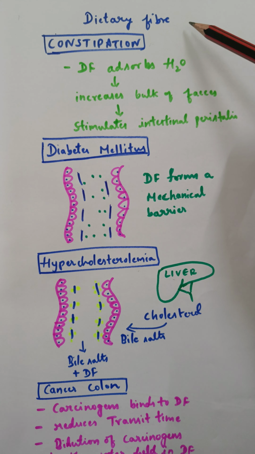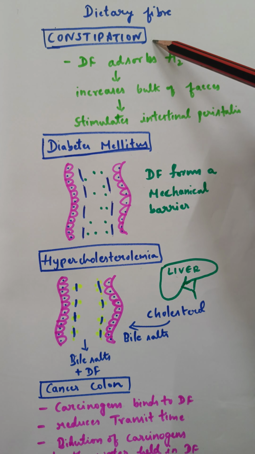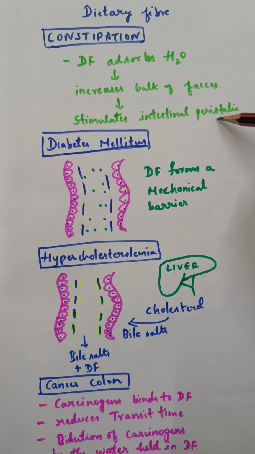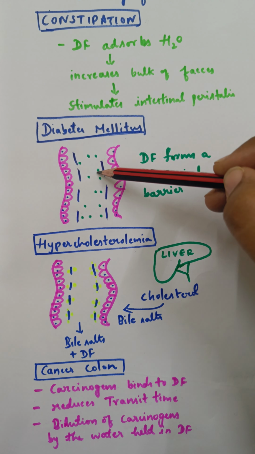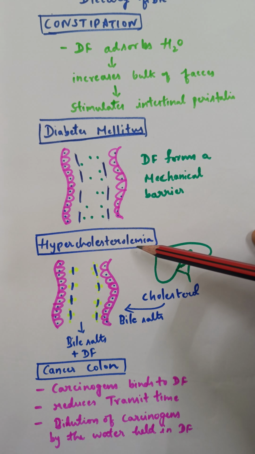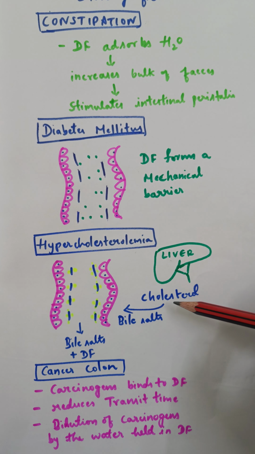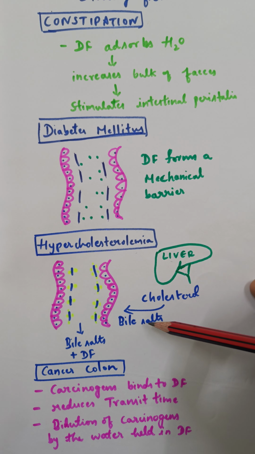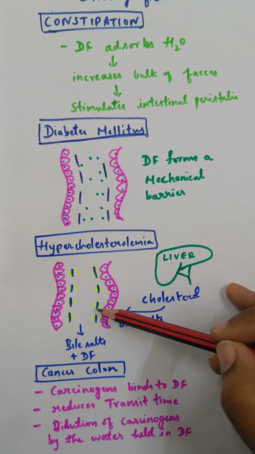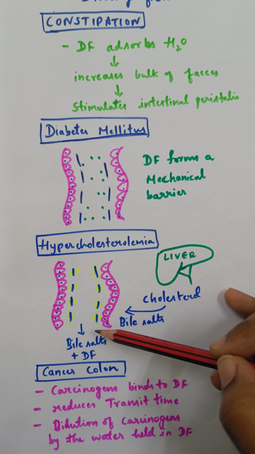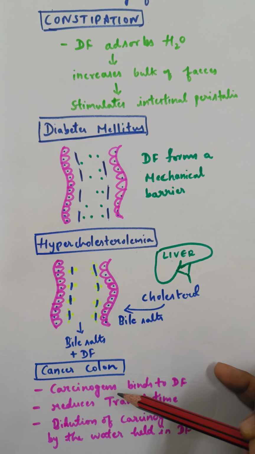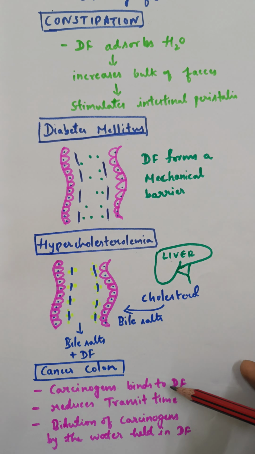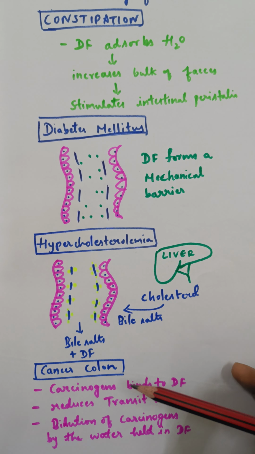Just to summarize, dietary fiber is used in constipation because it stimulates the intestinal peristalsis. In diabetes mellitus, dietary fiber acts like a barrier and prevents the absorption of glucose. In hypercholesterolemia patients, cholesterol is utilized to convert into bile salts because bile salts will be lost along with the dietary fiber. In CA colon, the carcinogens get diluted by the water. At the same time, they bind with the dietary fiber and are easily lost in the stool.